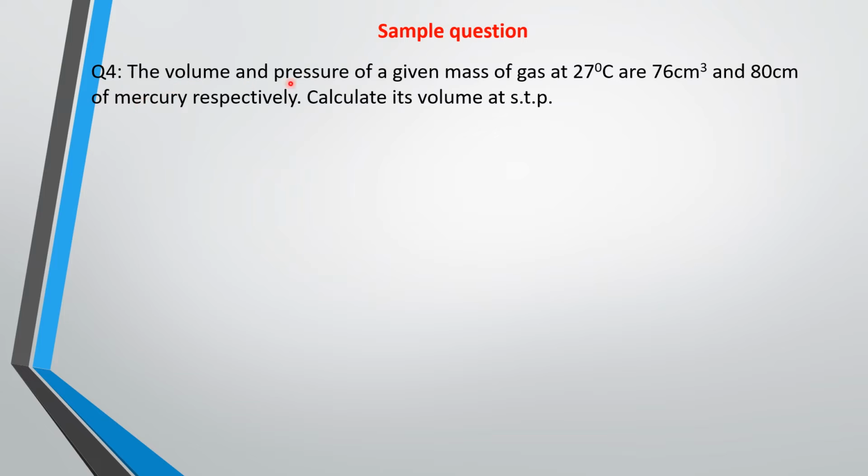Okay, so this is a sample question that I want us to see. It says that the volume and pressure of a given mass of gas at 27 degrees centigrade are 76 centimeter cube and 80 centimeter of mercury respectively. Calculate its volume at s.t.p. s.t.p means standard temperature and pressure. So this is your initial temperature, this is your initial volume, and this is your initial pressure.